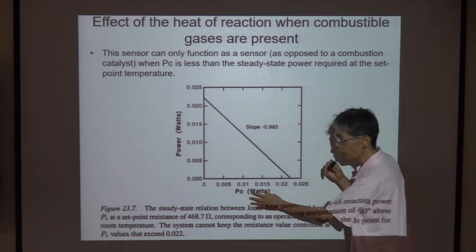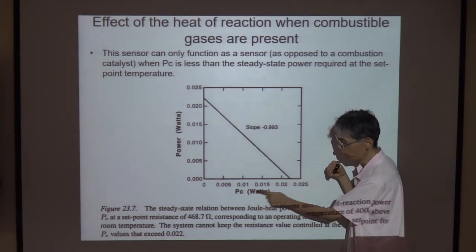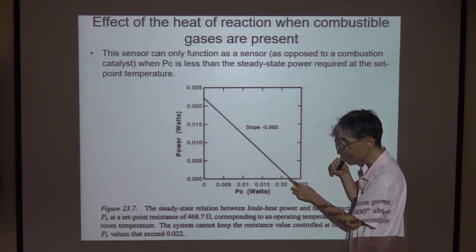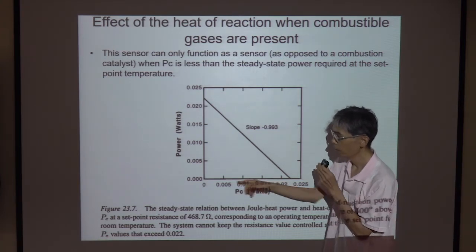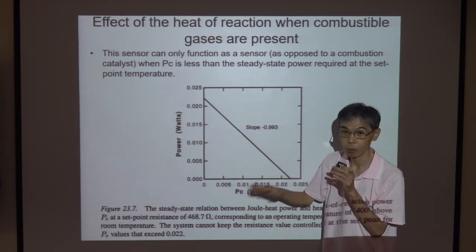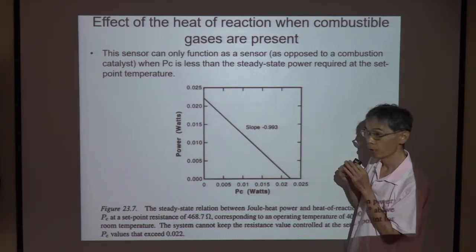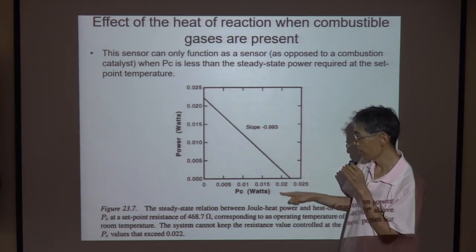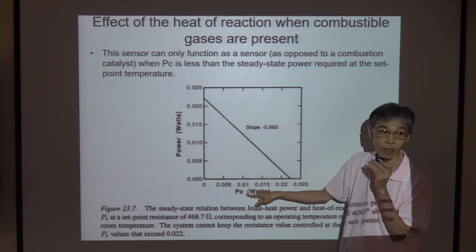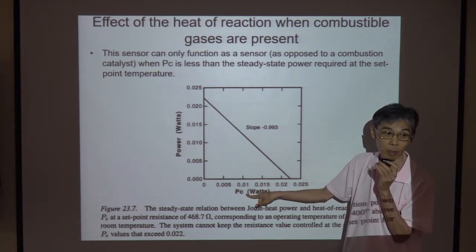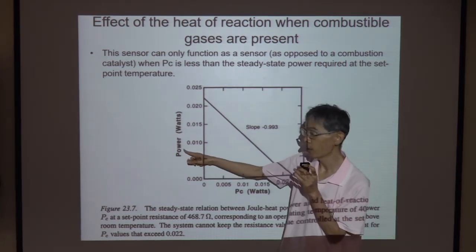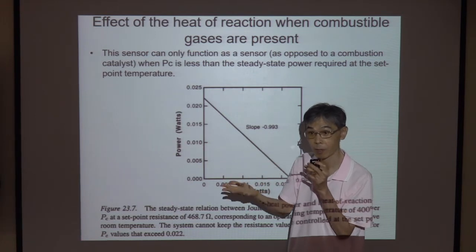See, in this simulation, if the chemical reaction power is higher than 0.022, then the power input from the circuit will go negative, which is impossible. So the maximum capacity of your sensor is 0.022 watts for the power from the chemical reaction, because it's impossible for the power from your circuit to be negative. Okay?